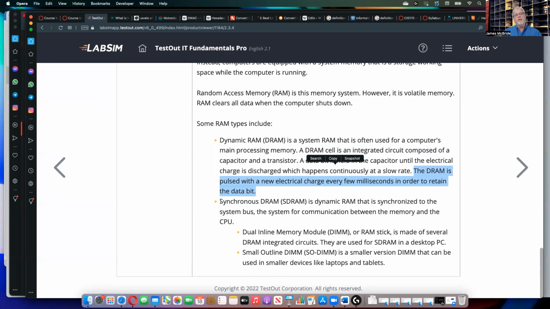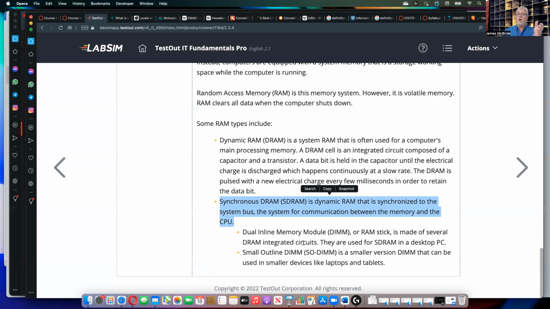Now, the other one is called synchronous DRAM. So you can see we're using dynamic RAM, we're using DRAM. But this one's synchronous, and that means that it is synchronized to the system bus. So dynamic RAM can actually not be synchronized with the bus that's carrying the information back and forth, meaning that bus may be slower or faster than the RAM itself. Synchronous DRAM means that it is synchronized between that. It is moving just as fast or just as slow as the system bus, and so that's synchronized between them. And this is very, very common these days.